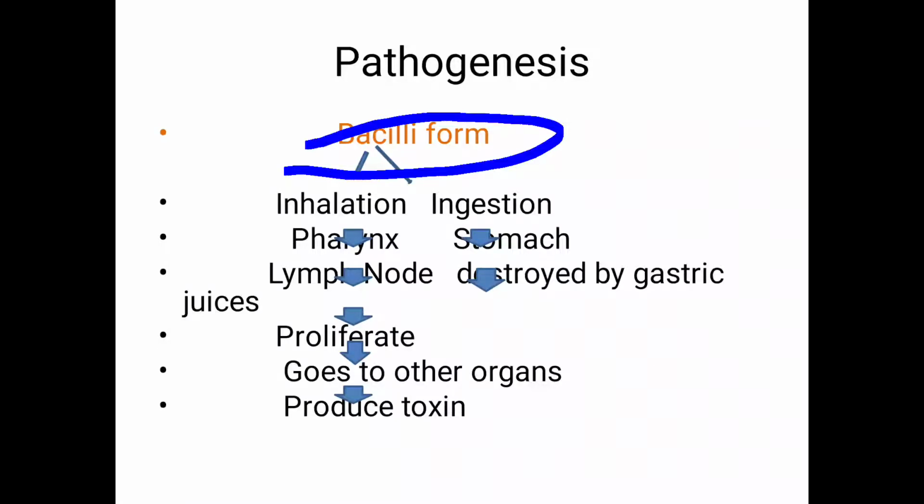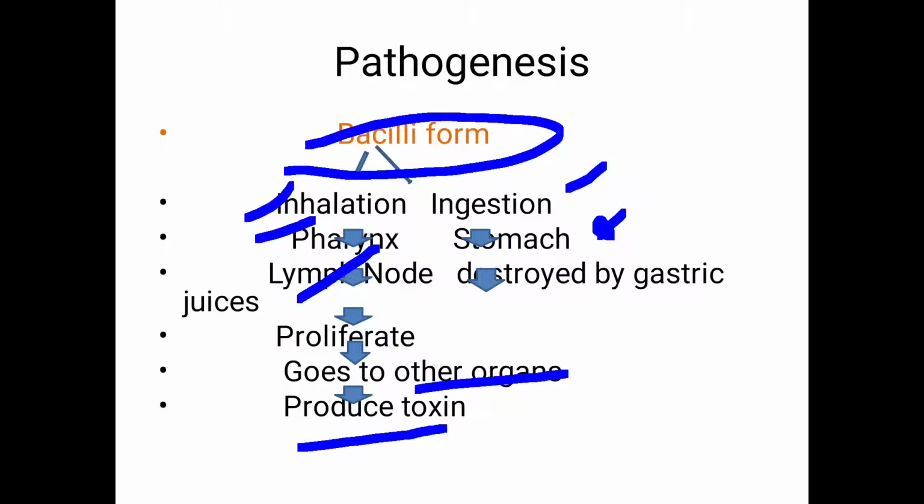The bacilli will enter the host via inhalation or via ingestion. If the bacilli is inhaled, then it will reach the pharynx, then it will proliferate into the lymph node, then from the lymph node it will go to the other organs where it will produce toxins. If the bacilli is ingested, then it will reach the stomach by the esophagus, where it will be destroyed by the gastric juice produced by the parietal cells.